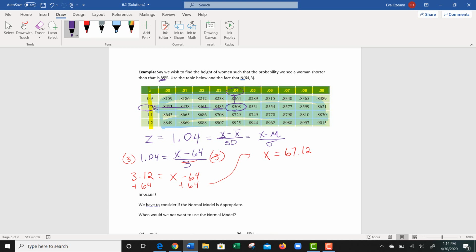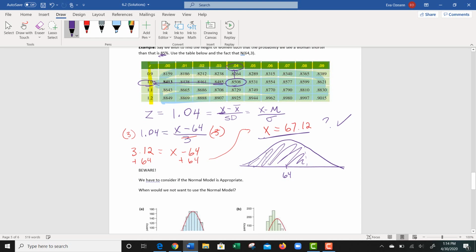Now, in math and in every class I've ever taken and actually in my day-to-day life, I just want to make sure, does that make sense? So if we draw a normal curve, and we have 64 here, and we look at a woman who's 67.12, does it make sense that that would be about 85%? Yeah, it does. That looks good. If we got this answer and it was somewhere over here instead, I would say that that probably wasn't a good idea.